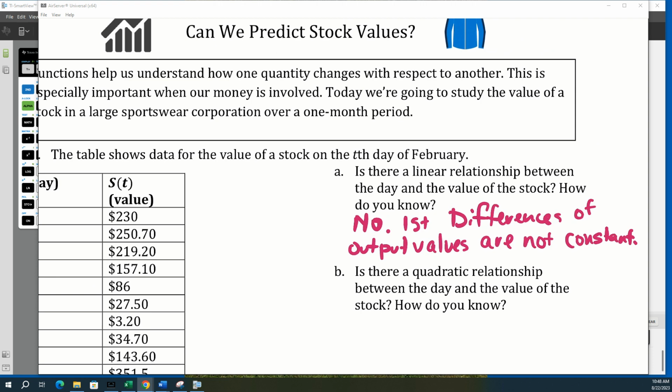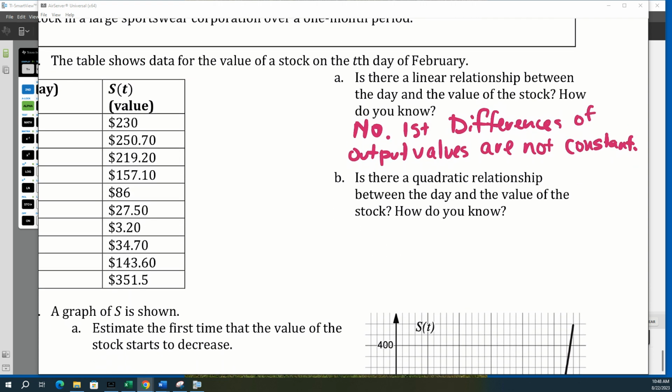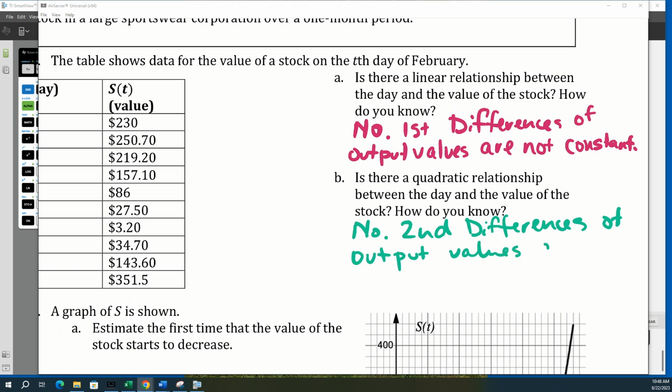All right, what about quadratic relationship? No. And it's the same reason, except it's the second differences of output values are not constant. Did anybody find the third differences? You didn't have to. The third differences are actually a constant.